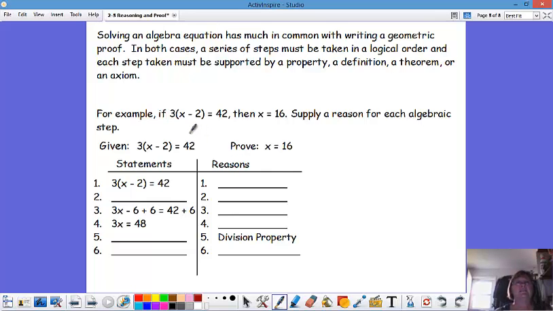All right, this says, for example, if 3 times the quantity x minus 2 is equal to 42, then x is equal to 16. We're going to solve that equation. It says we need to supply a reason for each algebraic step. Okay? The given information is the hypothesis, and that's what we said here.